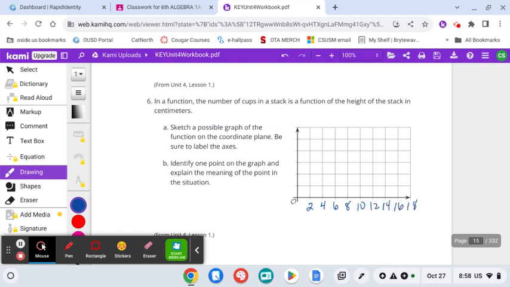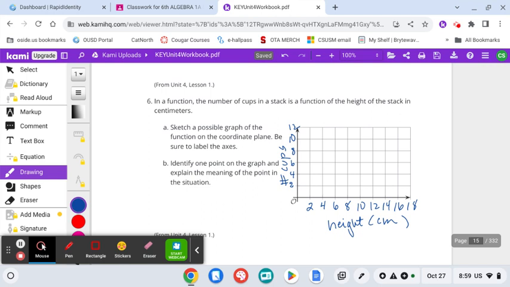And this down here is going to be your height in centimeters. And along the side, you've got that number of cups. How do you want to count? Again, want to just go by twos. And then just go put some possible scenarios.